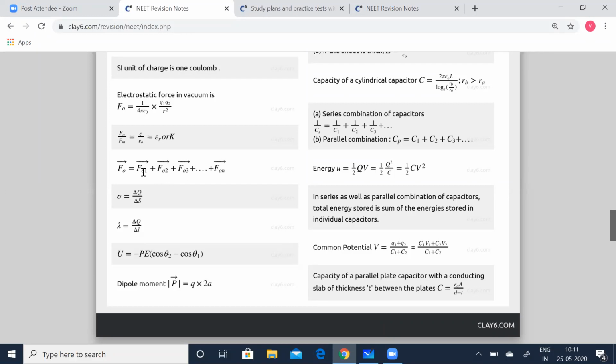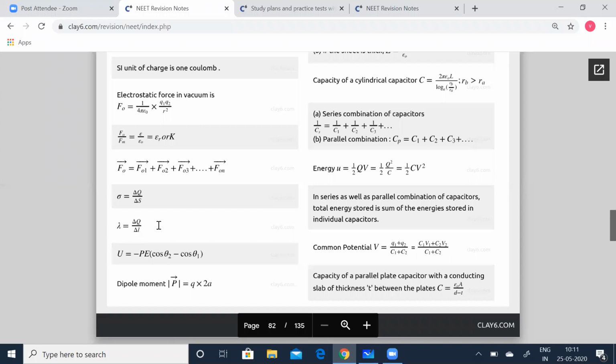So 01 is 0 with respect to the first charge. 02 means 0 with respect to the second charge. 03 means 0 with respect to the third charge, and so on. So the resultant is going to be the algebraic sum of all these forces. Sigma is the surface charge density, which is given by delta Q by delta S.